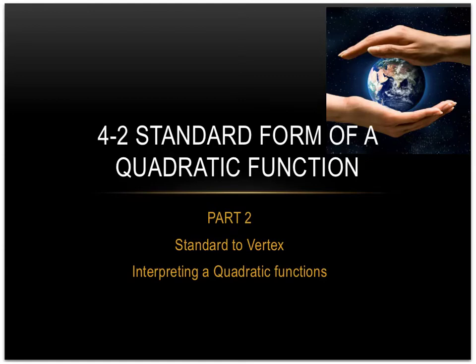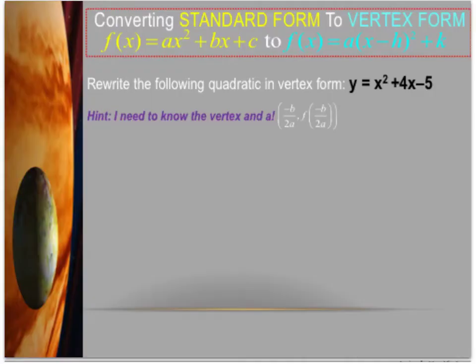All right, now we're going to be converting from standard to vertex form and interpreting quadratic functions. So the first thing that we're going to do is look at how to go from standard form to vertex form. In standard form, everything needs to be written out in its separate terms: quadratic, linear, constant. In vertex form, things are grouped together, right?